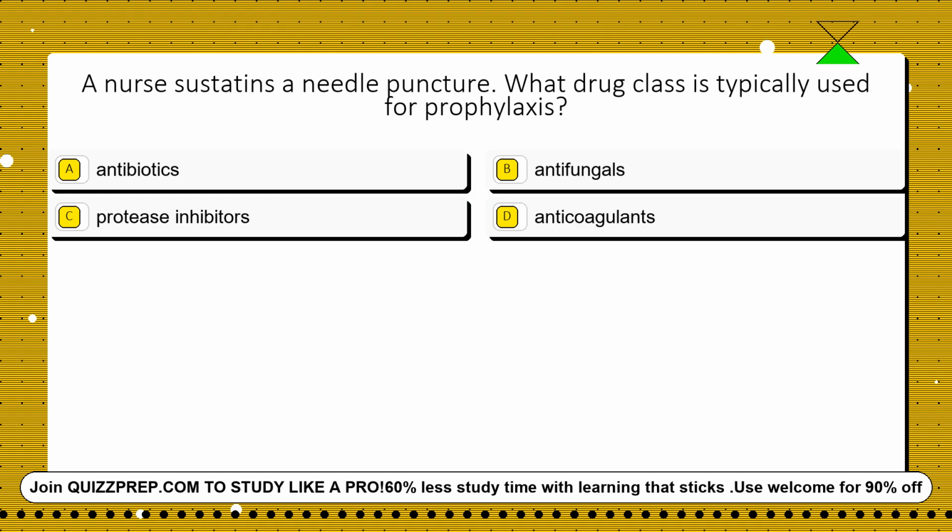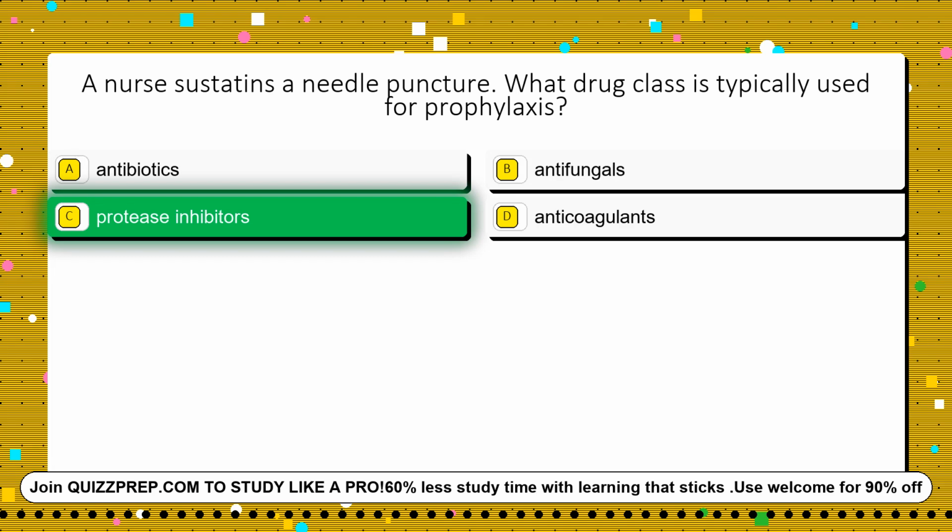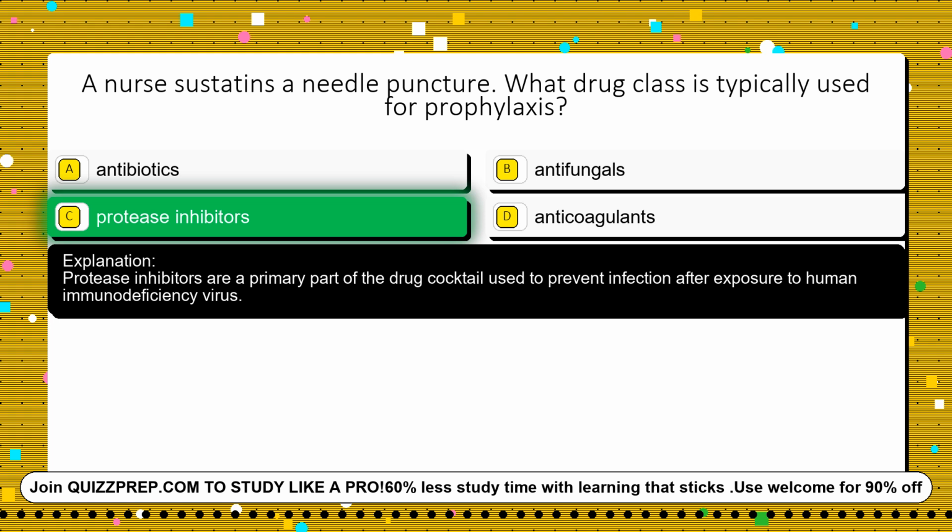Question 58. A nurse sustains a needle puncture. What drug class is typically used for prophylaxis? Option A, antibiotics. Option B, antifungals. Option C, protease inhibitors. Option D, anticoagulants. The correct answer is option C, protease inhibitors. Protease inhibitors are a primary part of the drug cocktail used to prevent infection after exposure to human immunodeficiency virus.